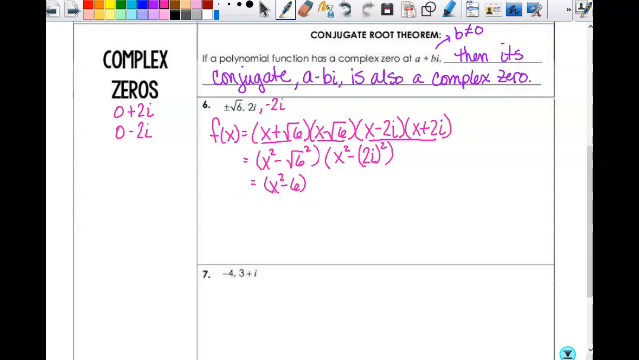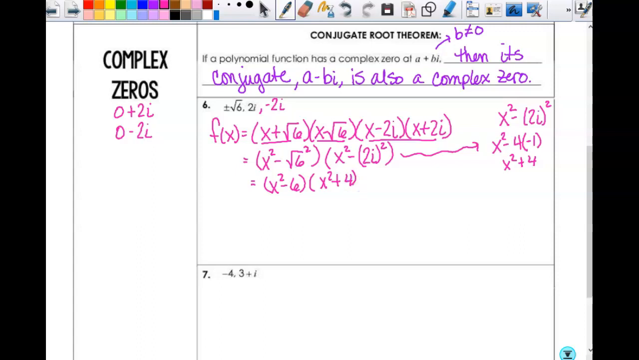And then 2i squared. Let's think about this. We're going to go off here over to the side. This is x squared minus 2i squared. So x squared minus, well, 2 squared is 4, i squared is negative 1. So it's really x squared plus 4. That's what this becomes.